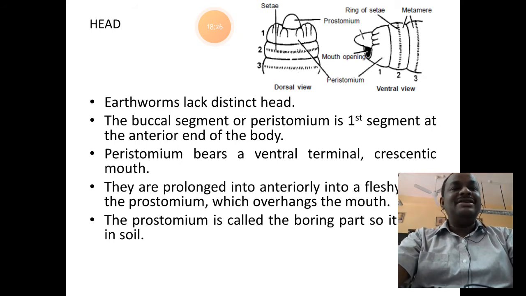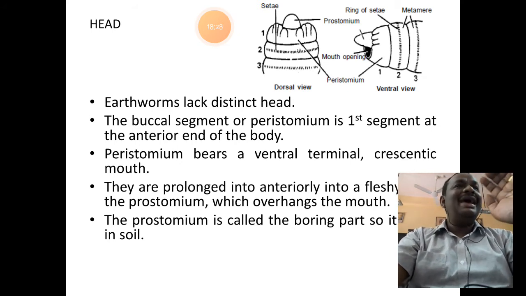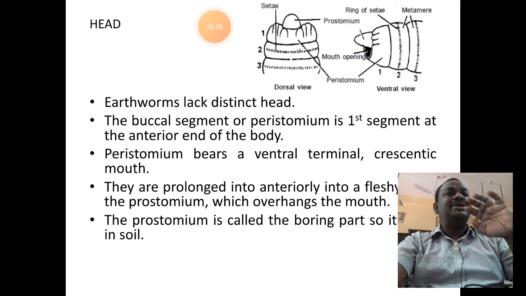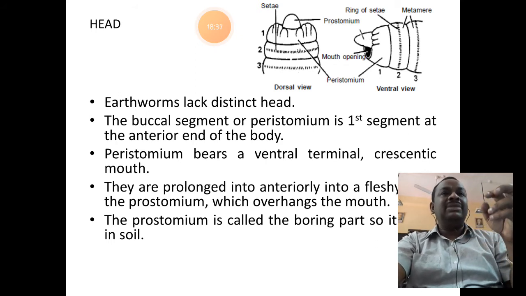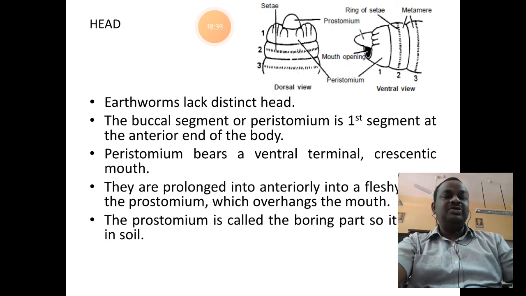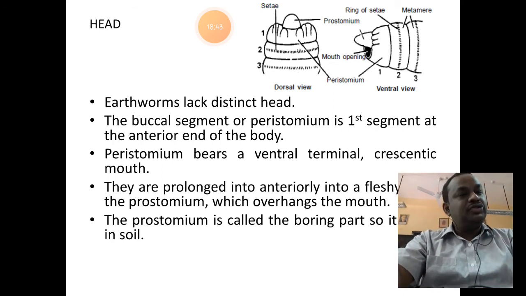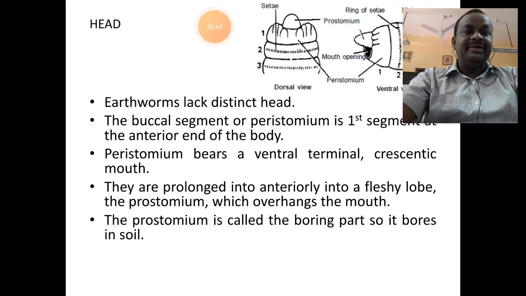Okay, this prostomium not only helps in protecting the mouth, not only guards the mouth, but also helps in digging the soil when the organism wants to have its burrow. Okay, so that's the importance of prostomium and peristomium here.